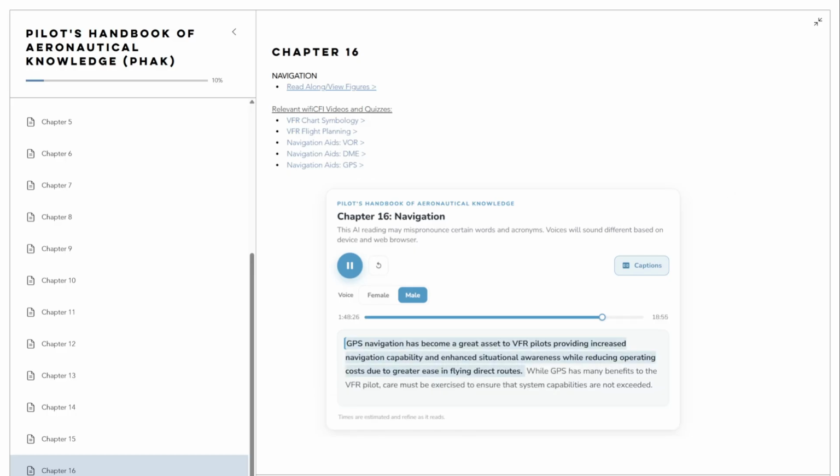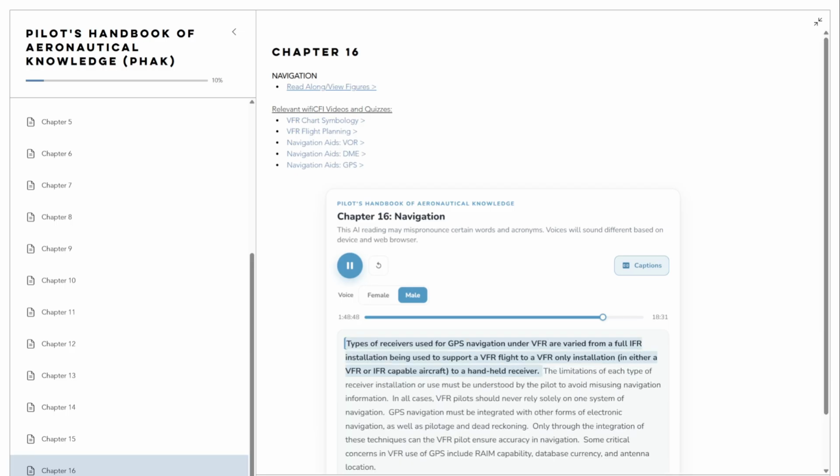GPS navigation has become a great asset to VFR pilots, providing increased navigation capability and enhanced situational awareness while reducing operating costs due to greater ease in flying direct routes. While GPS has many benefits to the VFR pilot, care must be exercised to ensure that system capabilities are not exceeded. Types of receivers used for GPS navigation under VFR are varied, from a full IFR installation being used to support a VFR flight to a VFR-only installation, in either a VFR or IFR-capable aircraft, to a handheld receiver.